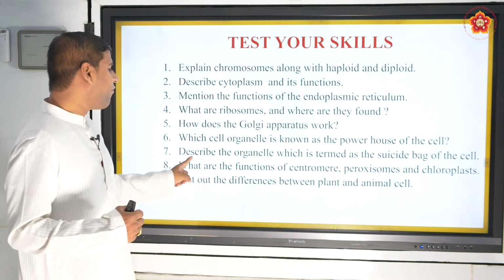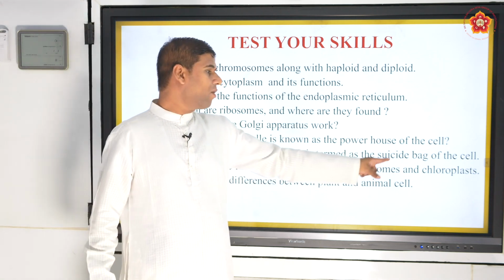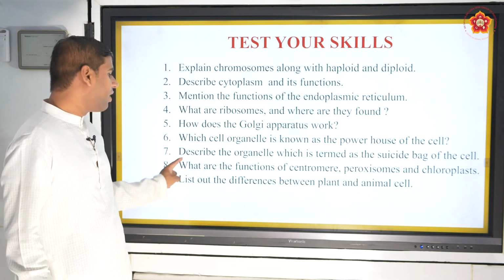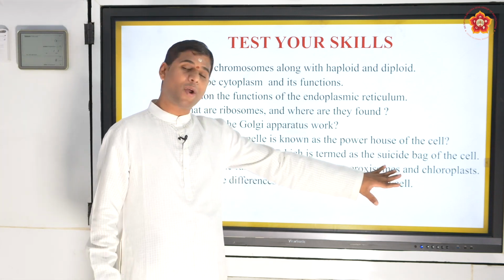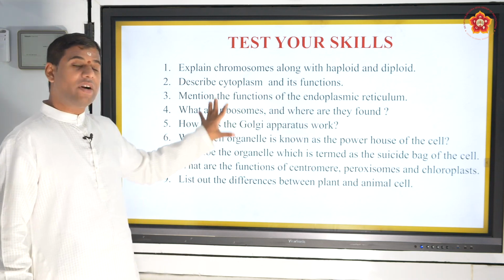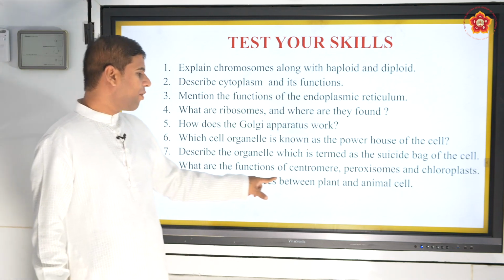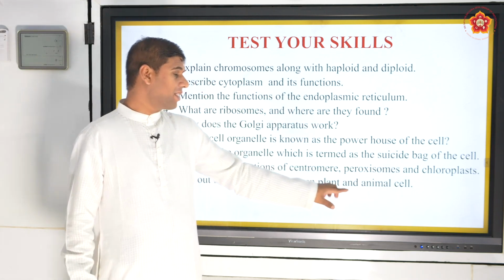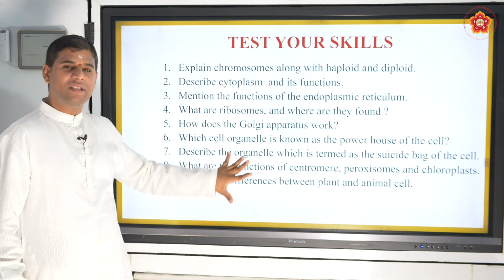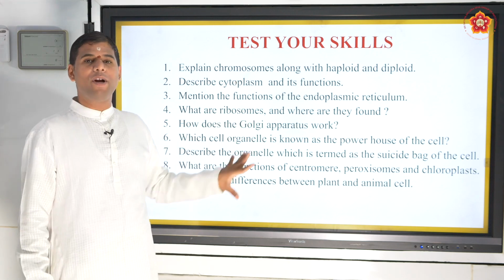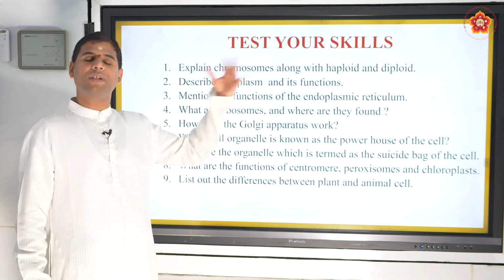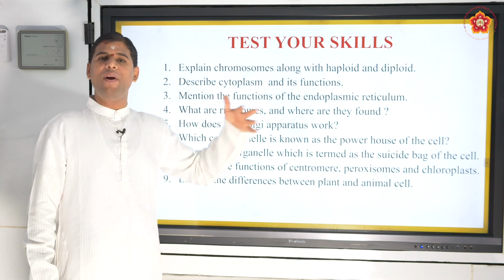And what are the functions of centromere, peroxisomes and the chloroplast? Go back to the slides and find out the functions of centromere, peroxisomes and chloroplasts. And let's sort out the differences between plant and animal cells. These are the things to test your skills on, and then you'll come to know where you stand. Go to the previous slides and evaluate for yourself.